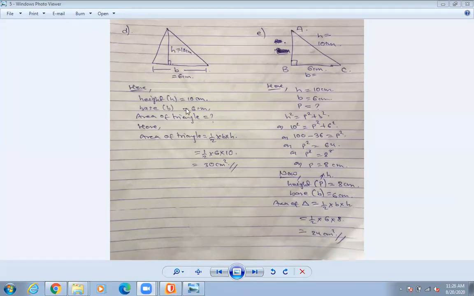Base is 6 centimeter. Area of triangle equals question mark. So area of triangle equals half into base into height. Half means 1 by 2 into base, which is 6, and height is 10. So 6 into 10 is 60, 60 divided by 2, it is going to be 30 square centimeter.